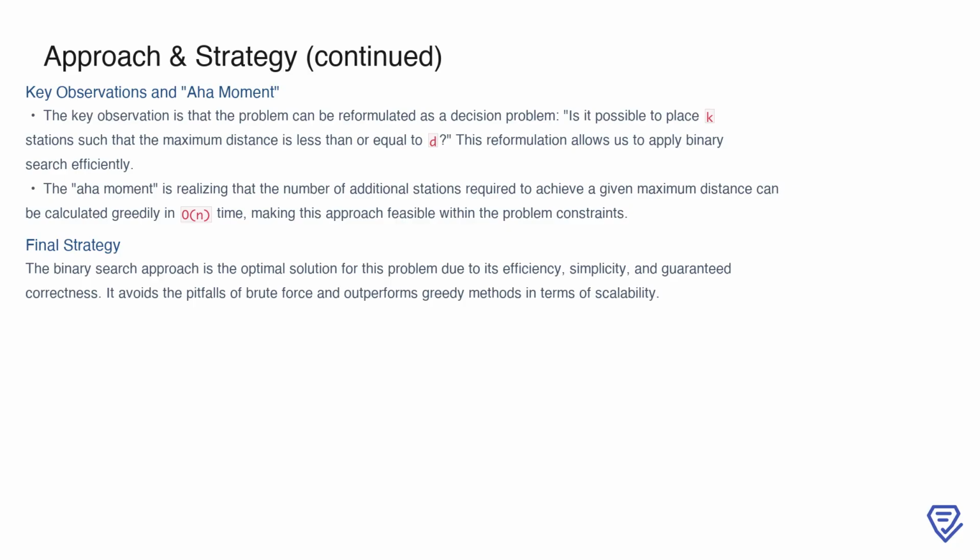The aha moment comes from realizing that the problem's monotonic nature, where smaller maximum distances require more stations, allows us to systematically narrow down the range of possible solutions. By combining the decision problem formulation with binary search, we arrive at an approach that is efficient, straightforward to implement, and guarantees correctness. This final strategy avoids the pitfalls of brute force, outperforms the greedy priority queue approach in scalability, and provides the optimal solution within the given constraints.